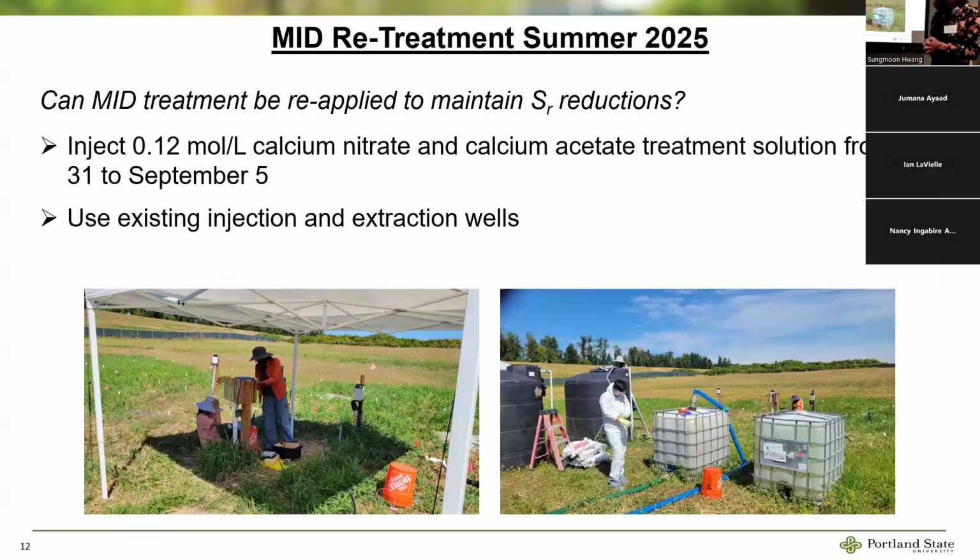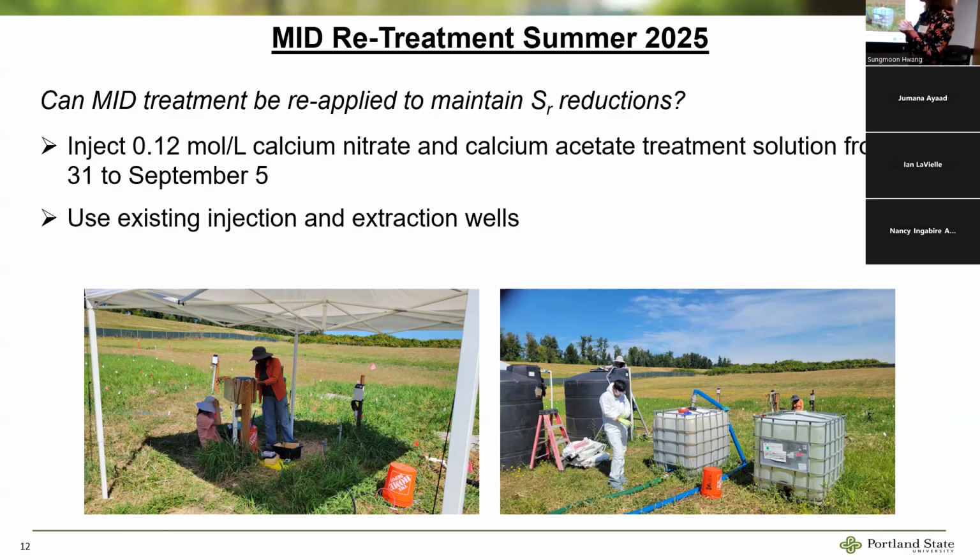So what we came to this summer is, can we successfully retreat the site? Can we perform MID treatment again and maintain saturation reductions or reintroduce gas to re-desaturate the site or re-reduce saturation ratios? We followed a very similar approach to what we did in 2019.